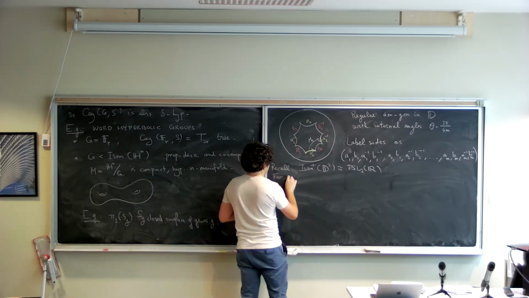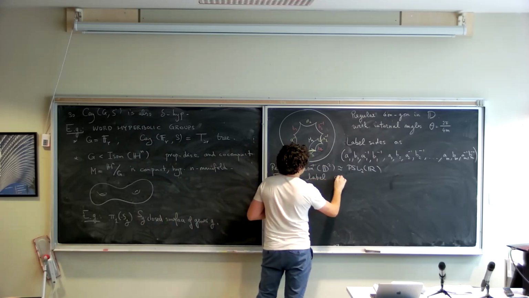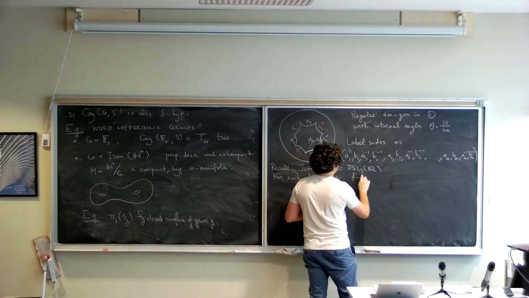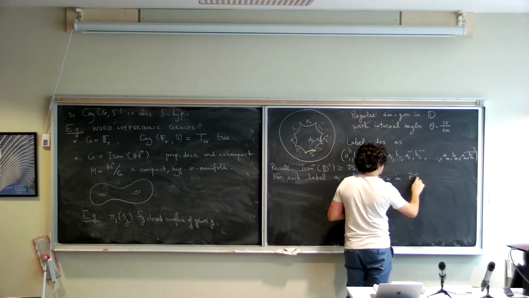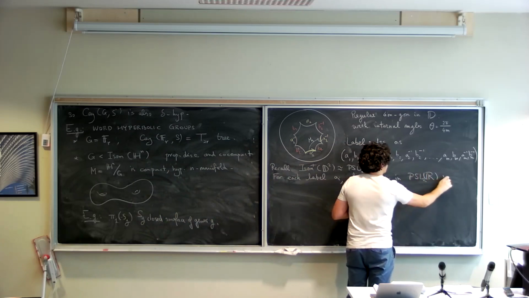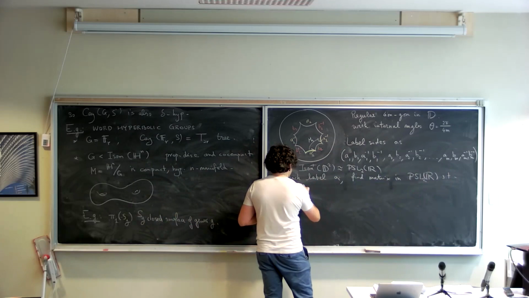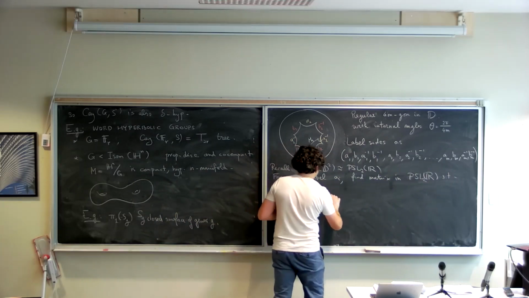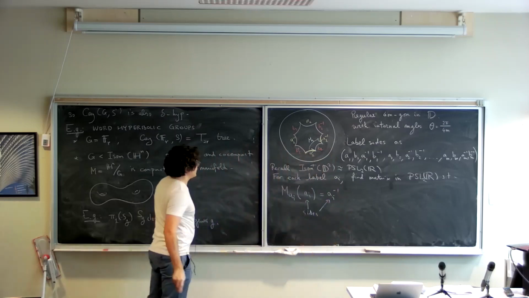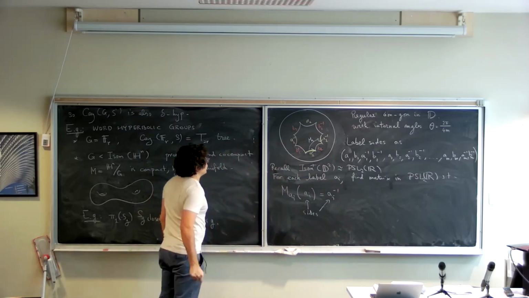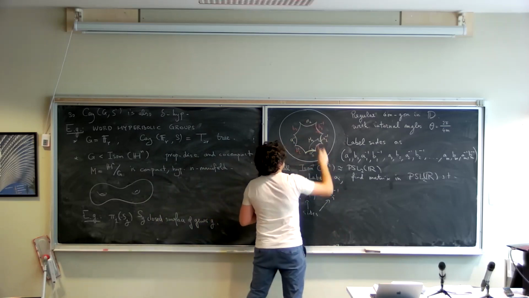So for each label AI, find a matrix in PSL2R such that MAI maps the side AI to A inverse. So it identifies the sides with the correct orientation. So you need ones for the AIs and also for BI. So you do BI, BI inverse, and so forth.